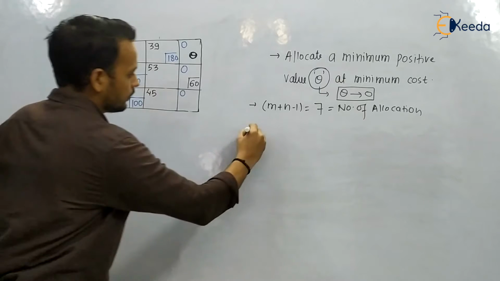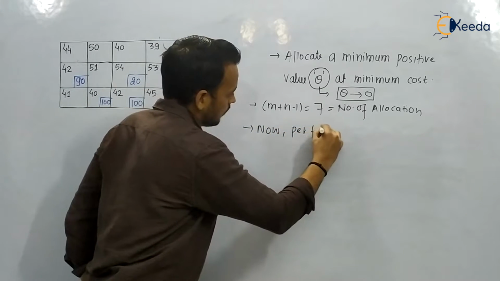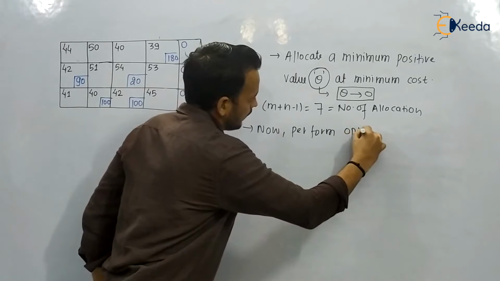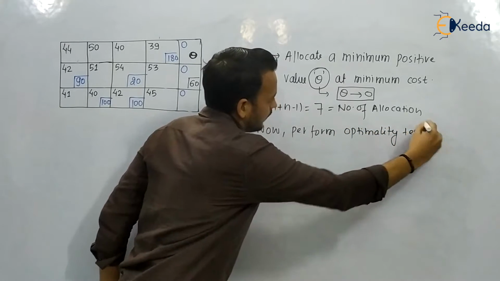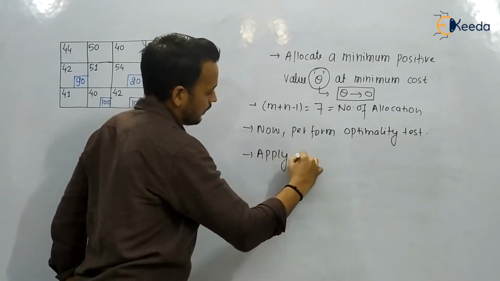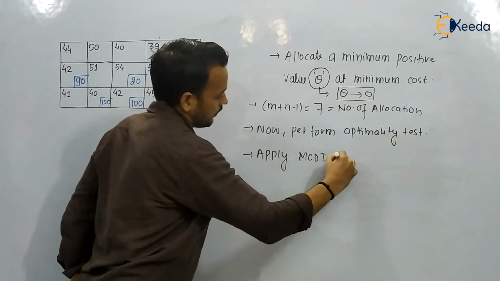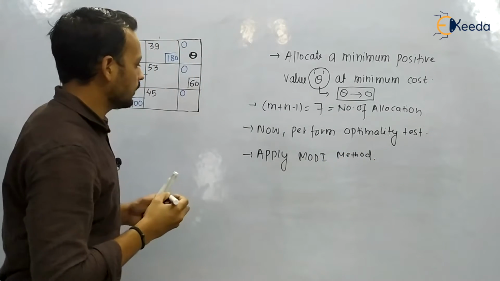Now we can perform the optimality test. So apply the Modi method. We will apply the Modi method. How to apply the Modi method?